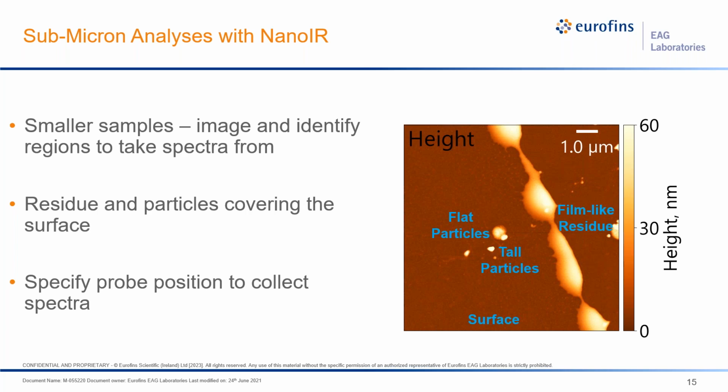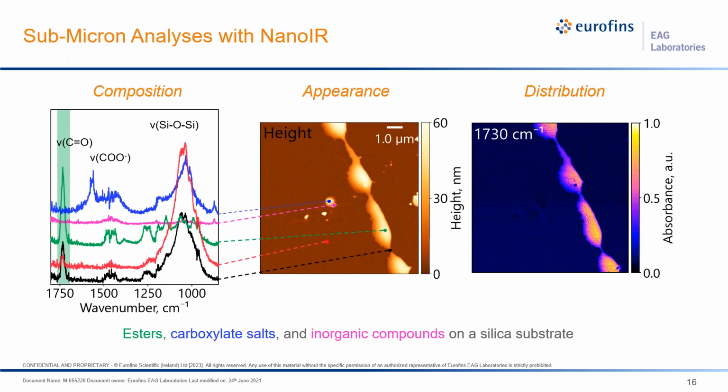There's this film-like residue spanning across the entire image, and some particles with different morphologies, some tall and small, and some relatively flat and large. And what we can do is specify precise probe positions on each of these features to collect the spectra from. And so this is the sort of data that we would be working with. So we can park the probe at each of these different features that are color coordinated to their corresponding spectra.